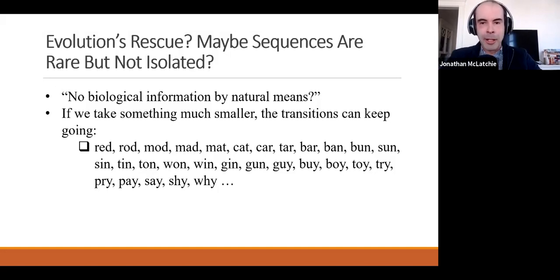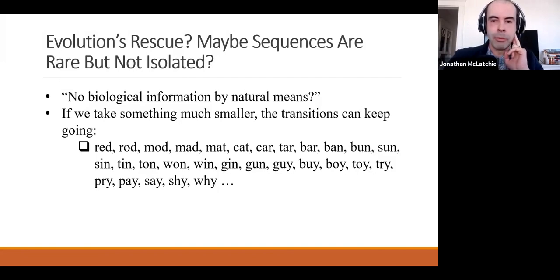So if we go back to the first phrase that we considered, no biological information by natural means, there are about 1,000 ways to make a single letter change to it. So there's 42 different characters, 42 different positions, and there's 26 letters of the alphabet, so 26 alternatives to each position. So that's approximately 1,092 possible mutants, including spaces, but not punctuation.